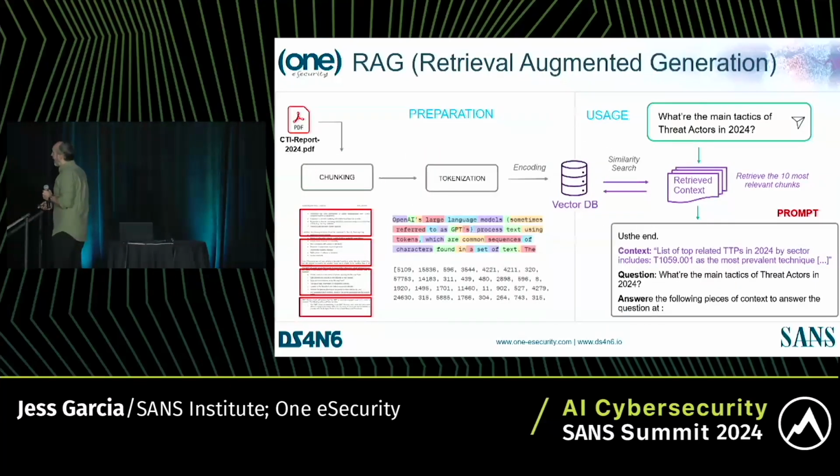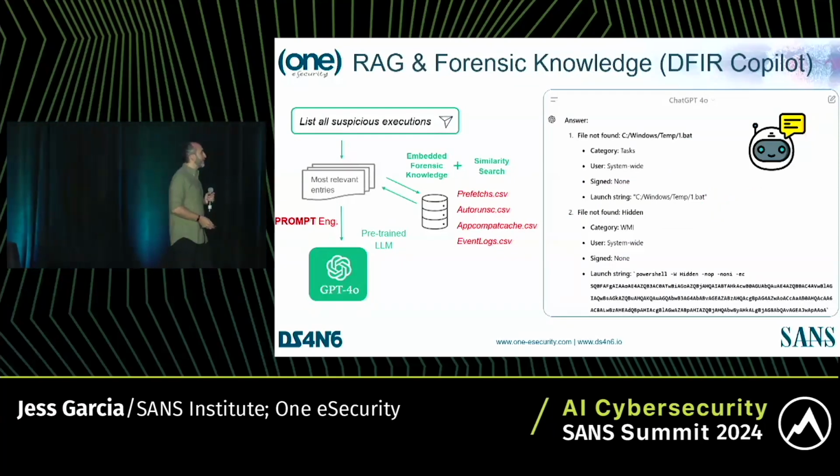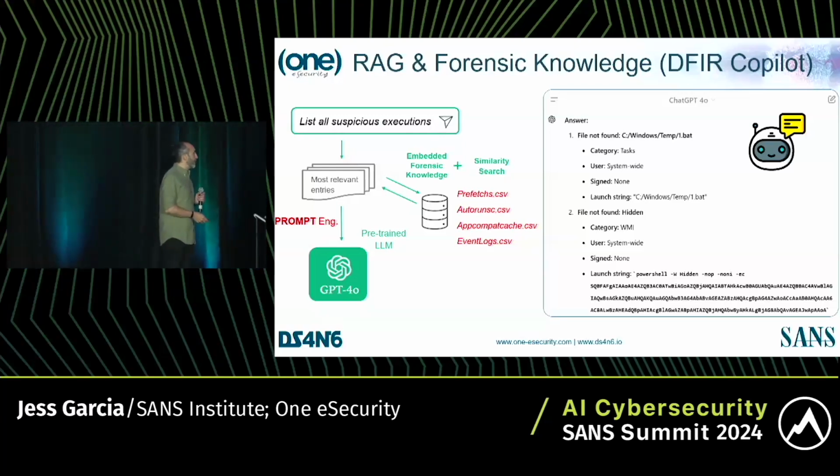And in the end, what we will do is feed that information to the prompt, and the prompt will be able to use that in order to answer the questions. Okay, so in the end, what we're looking at is creating a forensic copilot, so to speak, which will be some type of engine that allows us to enrich the queries that we are sending to ChatGPT or another engine by providing not only the data, prefetch, auto-runs, app-compat cache, events, etc., but also the forensic knowledge.